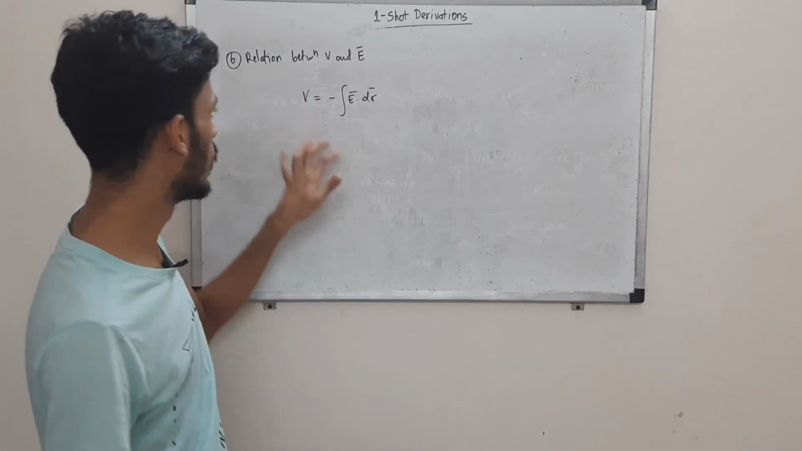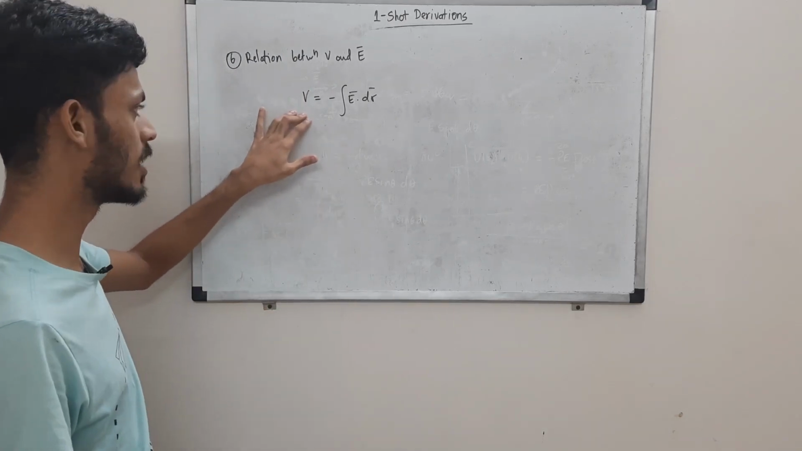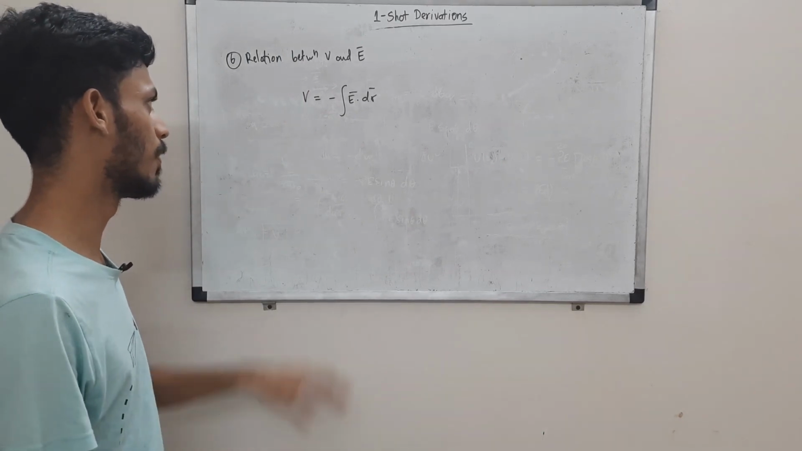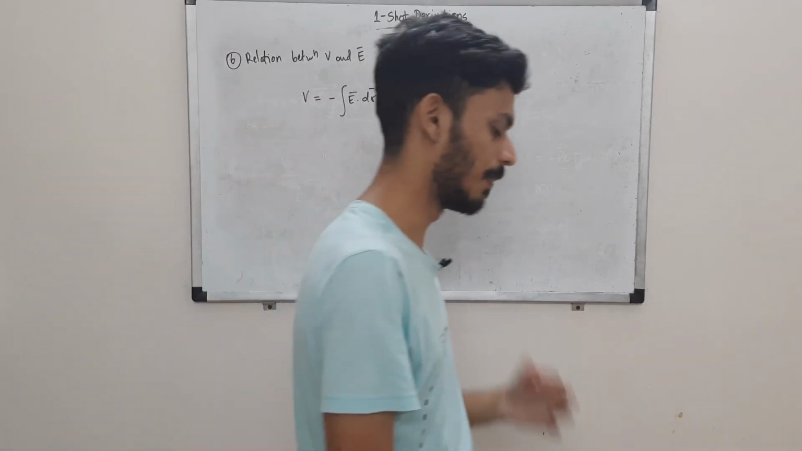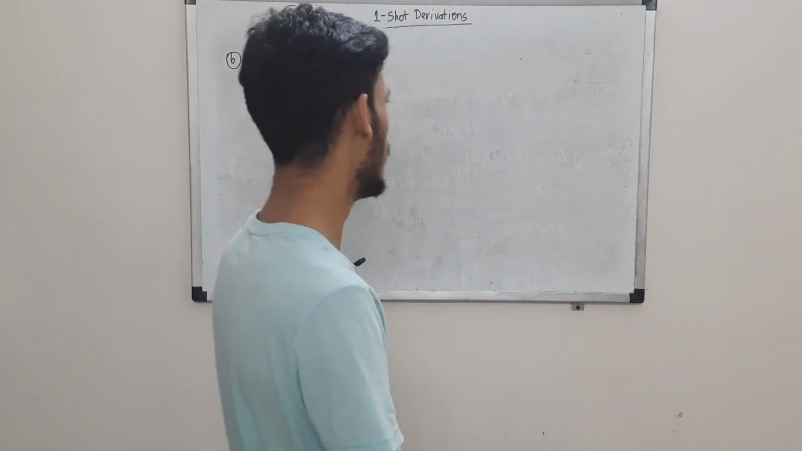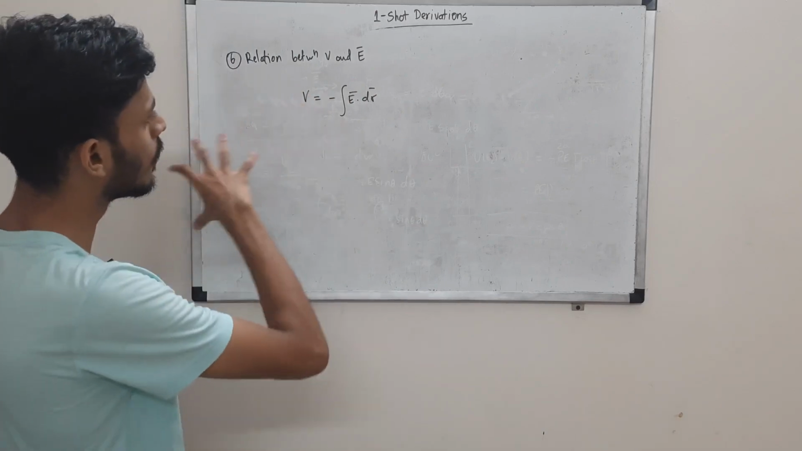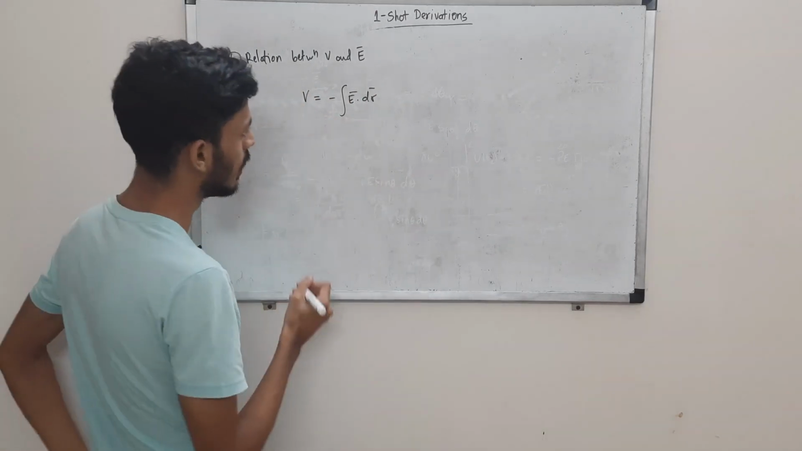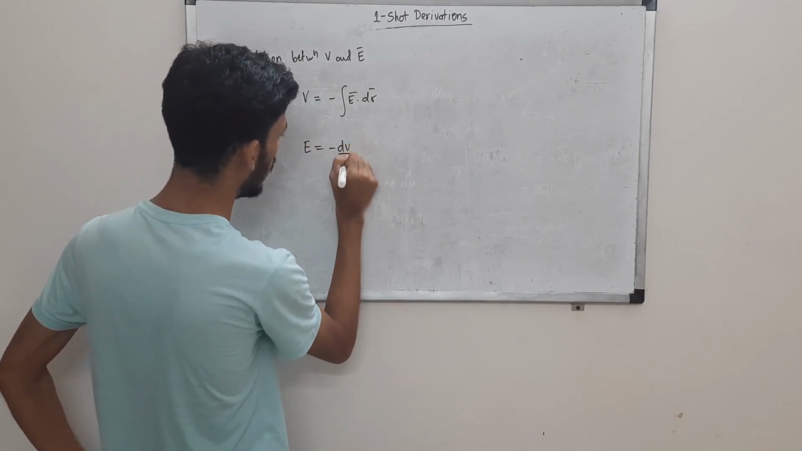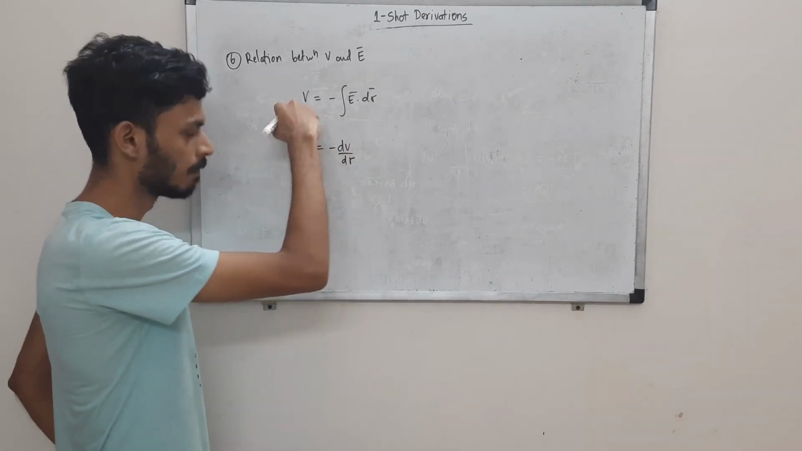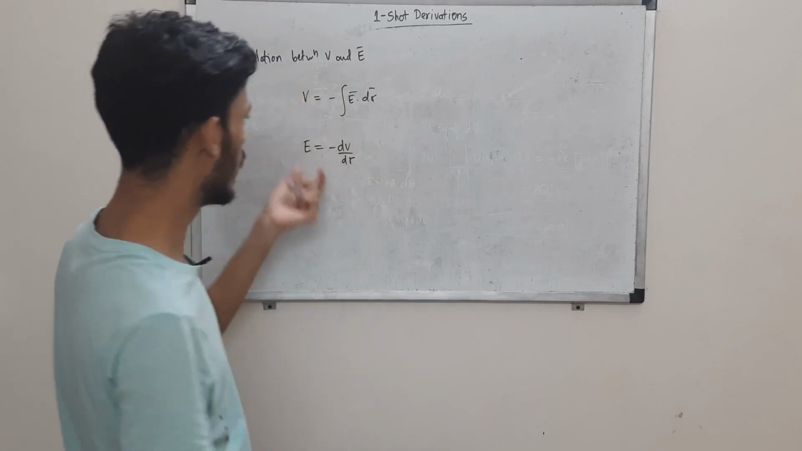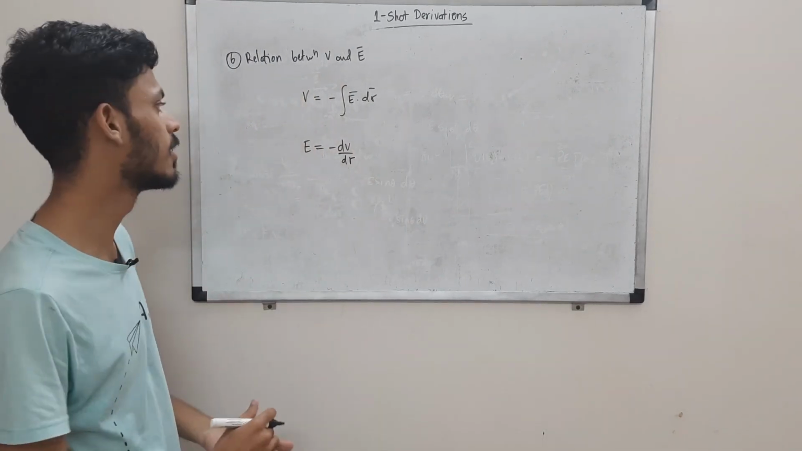We already know this relation, that the potential is given as the integral of minus E dot dr, with the minus sign because the electric field is in the direction of decreasing potential. This is what we discussed in the previous class. From here you can write the relation for the electric field: E will be given as minus dV by dr. So the potential is the integral of the electric field, and the electric field is the derivative of the potential. That is the relation between them.